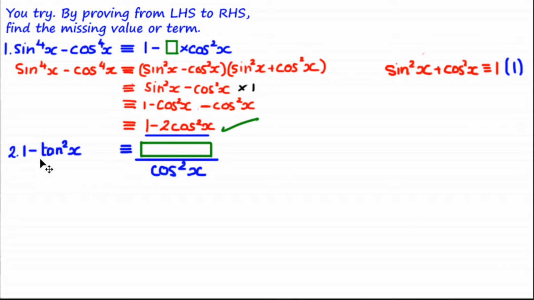How would we be able to prove that 1 minus tan squared x is equivalent to something over cos squared x? Slightly trickier, but don't be phased. Again, just think of, I have my identities, I know how to perform my operations, and I have a strategy. I need to find cos squared x in the denominator in some way. How do I do that? What on the left-hand side can help me get cos?